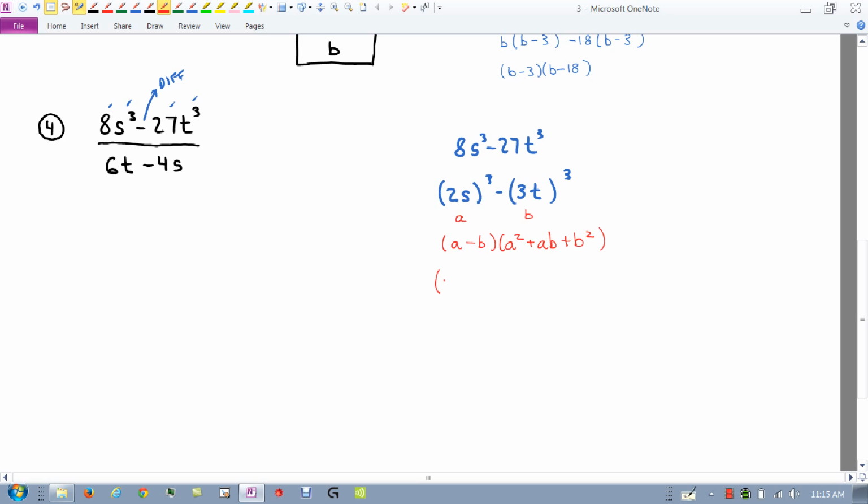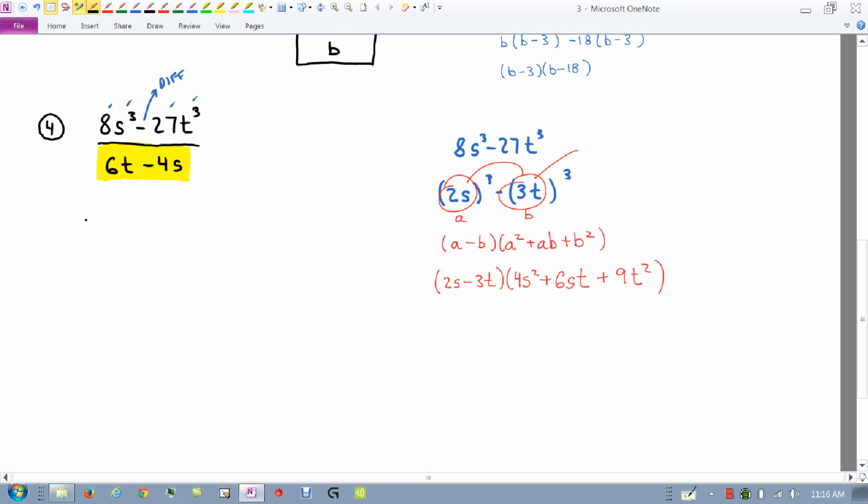For us, that's 2s minus 3t. Now when I square a, I get 4s squared plus, when I multiply these two together, I get 6st. And then when I square 3t, I get plus 9t squared. So that's what the top is. Now on the bottom, okay, on this bottom, it's two terms. I don't have different squares or anything, but I have a GCF. I can pull a 2 out.